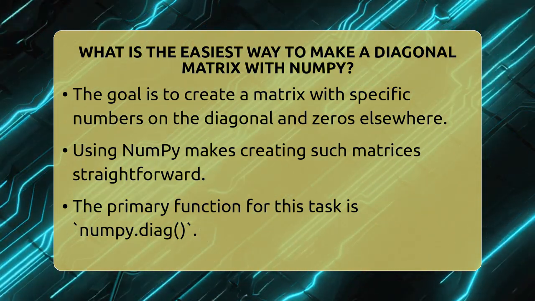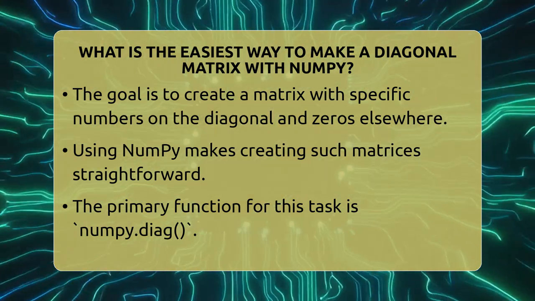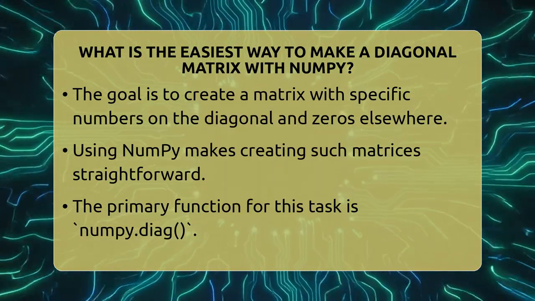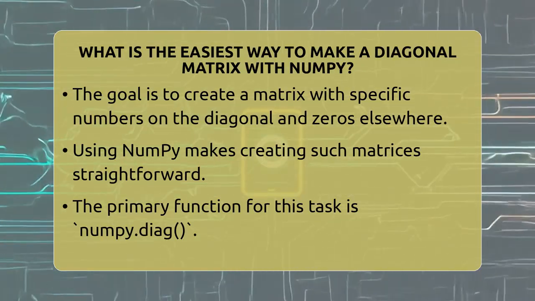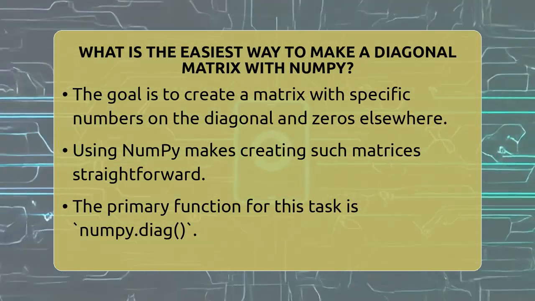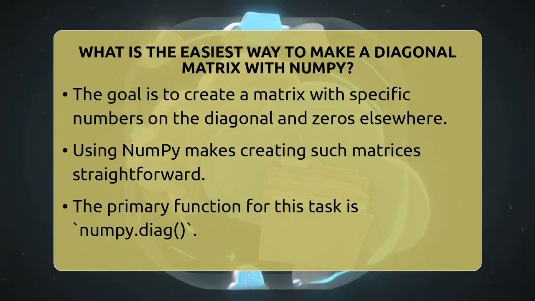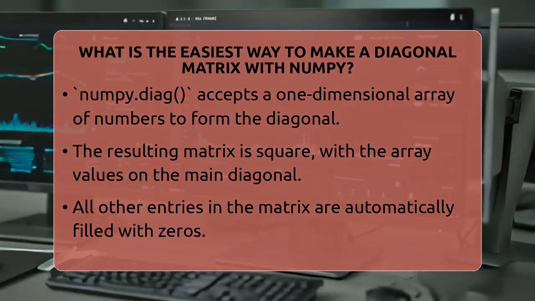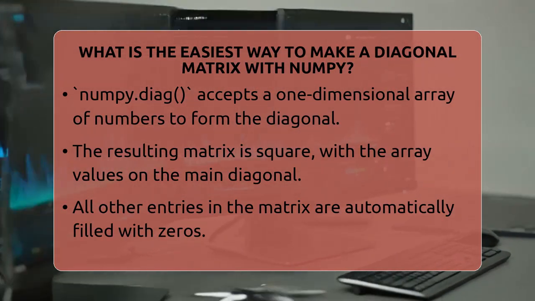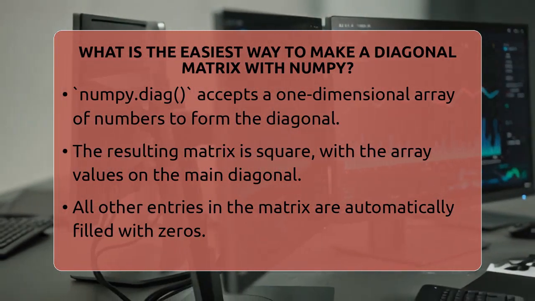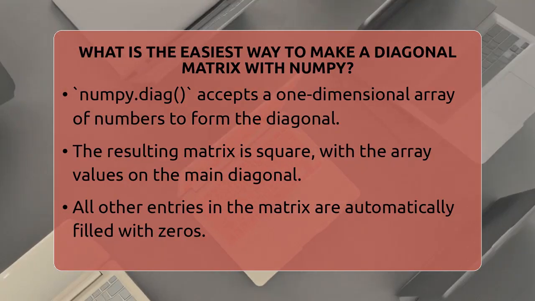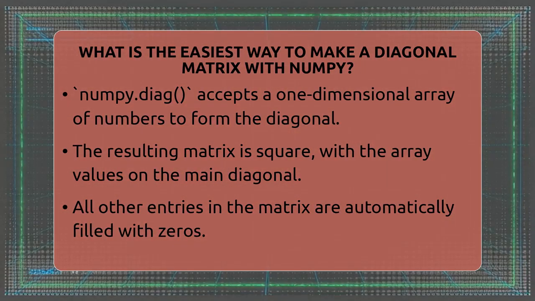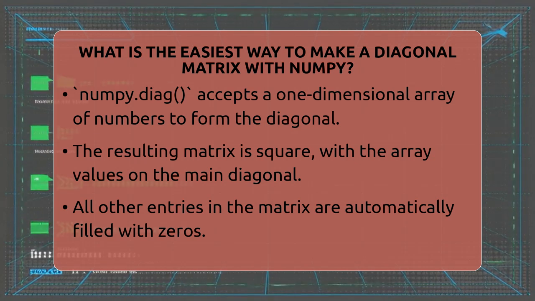The best way to do this is by using a function called numpy.diag. This function takes a one-dimensional array of numbers and turns it into a square matrix with those numbers on the main diagonal. All other positions in the matrix will be filled with zeros automatically. For example, if you have an array with the numbers 3, 7, 12, and 18, passing this array to numpy.diag will give you a 4x4 matrix. The numbers will be on the diagonal, and zeros will fill the rest of the matrix.